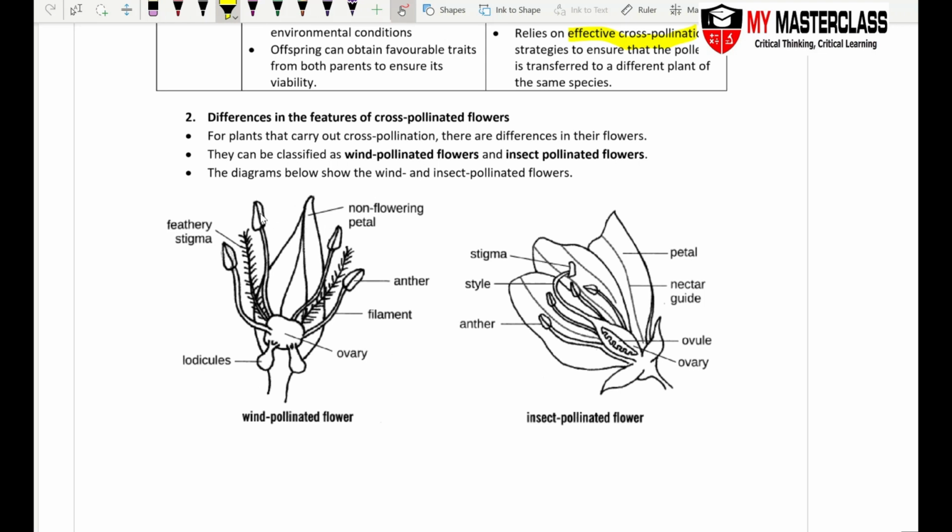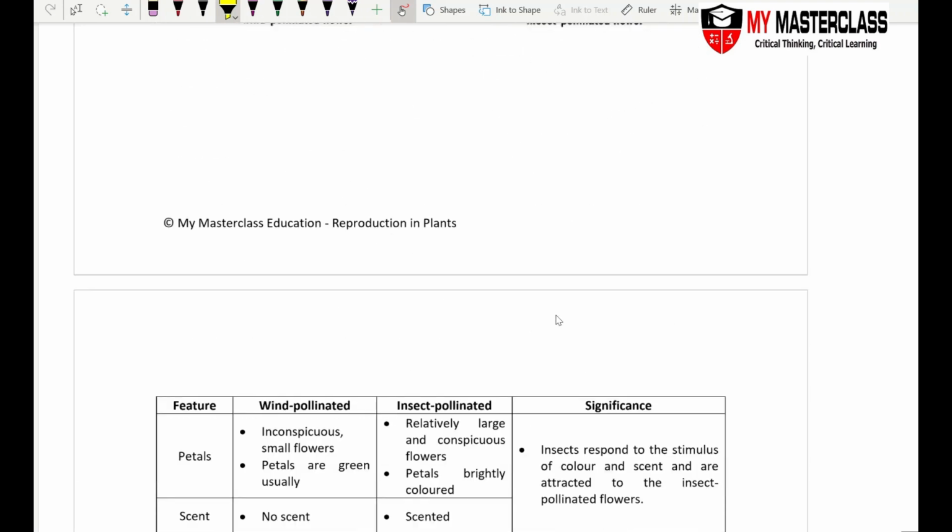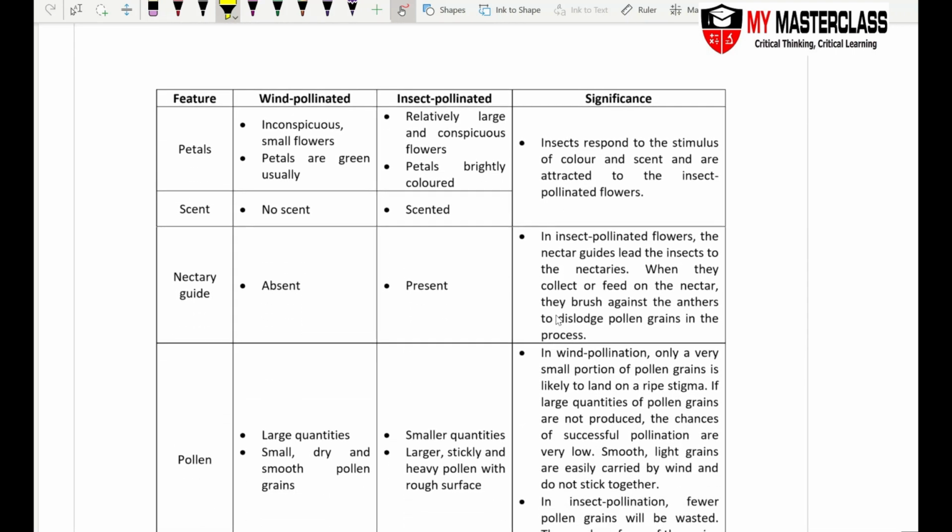Okay, in a wind pollinated flower, you can see that the petals are just very loose, it's not required. The stigma is extremely loose and feathery, just hanging out. Similarly, the filaments in some are hanging loose instead of being held upright. Okay, so these are some of the differences between the wind pollinated and insect pollinated.